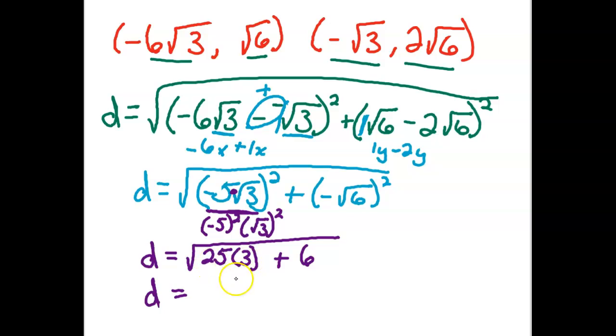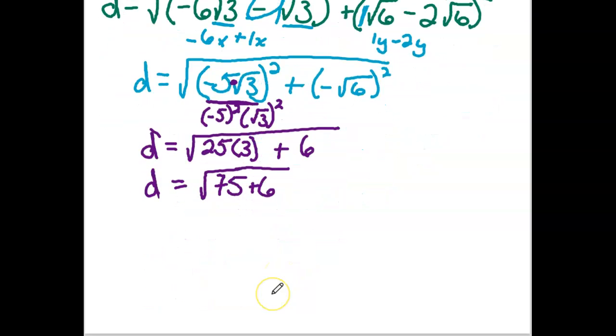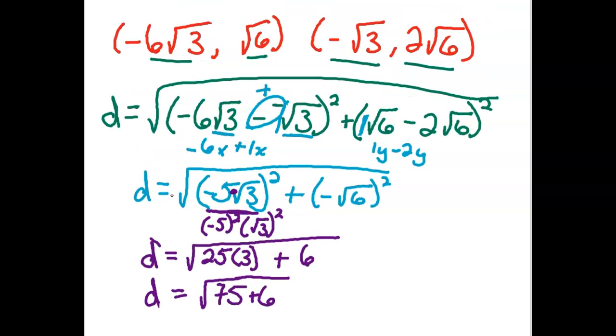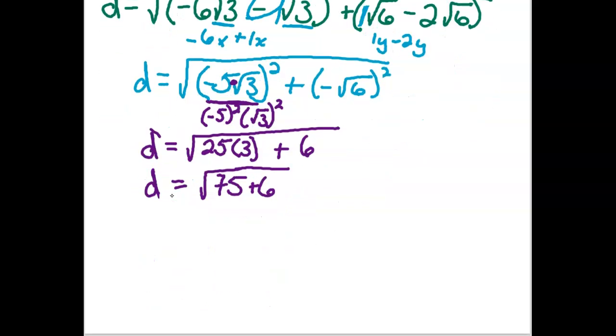And so 25 times 3 will give me 75 plus 6. And I need to draw that radical over both items to make sure that we aren't forgetting anything. So 75 plus 6 is going to give me the square root of 81. So I get a distance of 9.